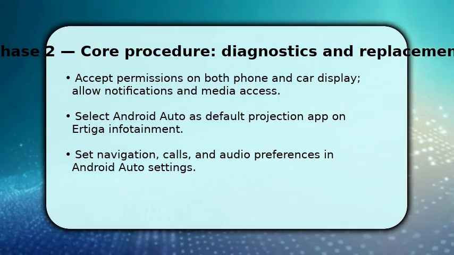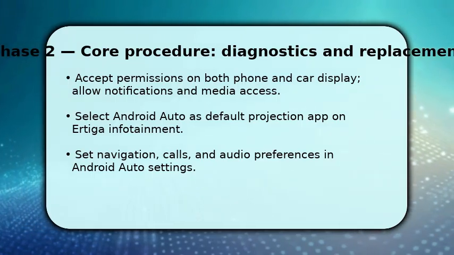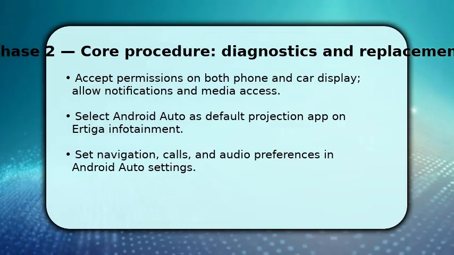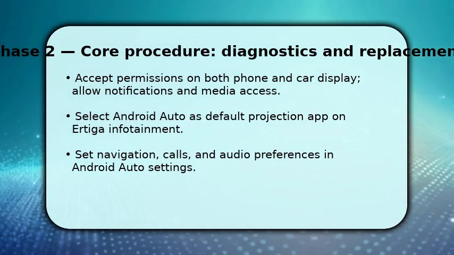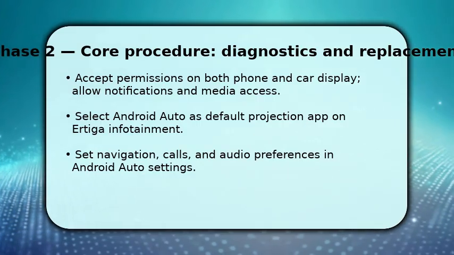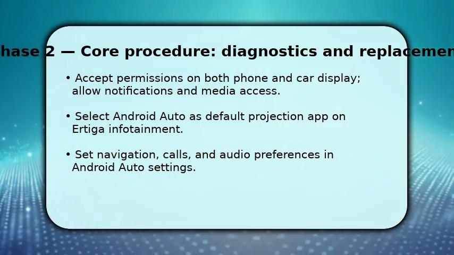Next, open Android Auto settings and select preferred navigation app and media defaults. Make sure Do Not Disturb Driving is set how you want it. These choices dictate behavior. So set navigation voice volume and media playback defaults before you start driving.